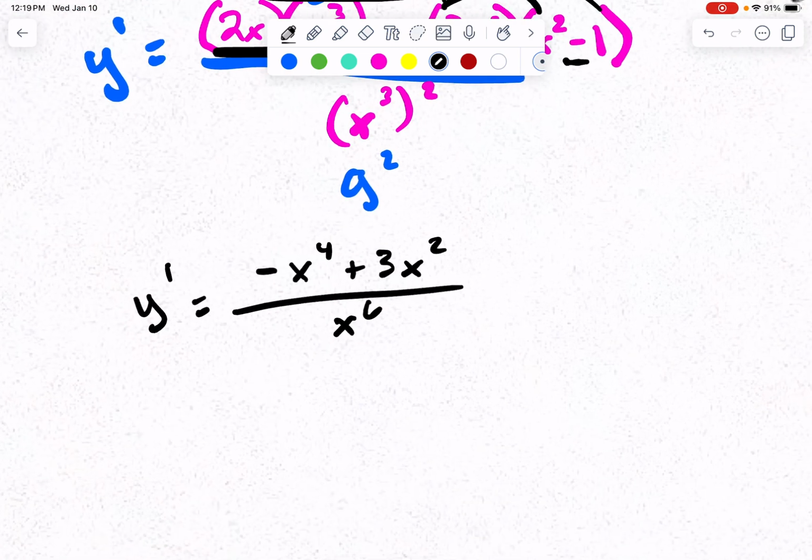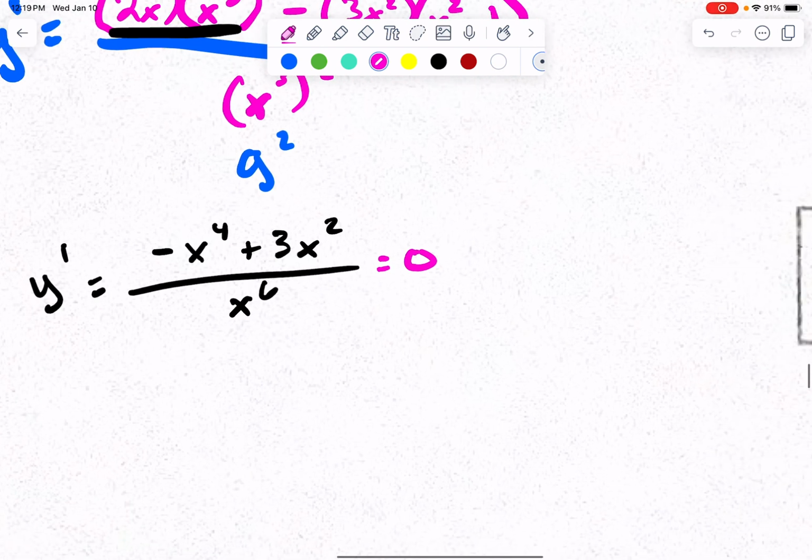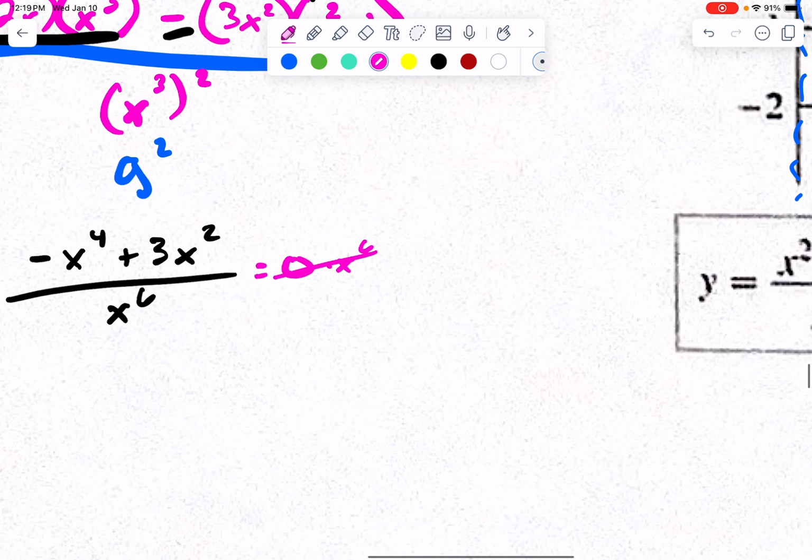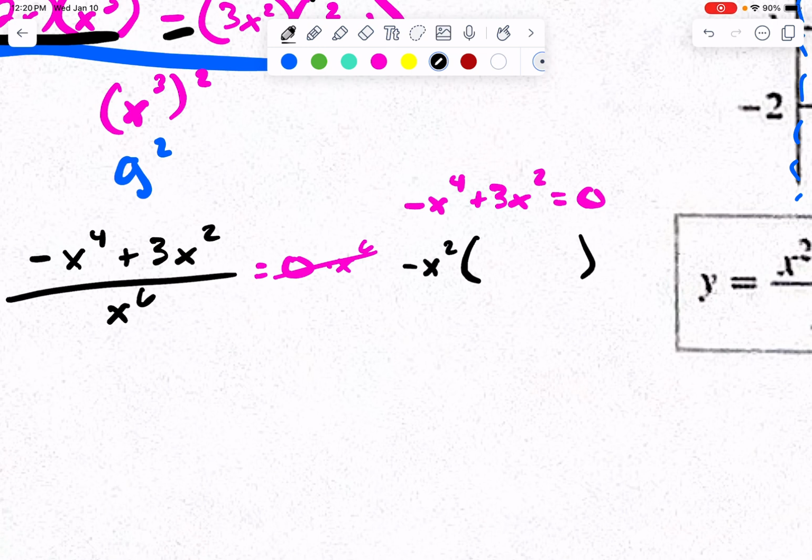Now, let's see what we got. We got to set that equal to 0 to find our critical numbers. And the bottom's going to go away, so like times x to the 6th power, he's going to go away, right? So I have negative x to the 4th plus 3x squared equal to 0, because the bottom's gone. And then I'm going to take out a negative x squared, and left over will be x squared minus 3, I think. Yeah, x squared minus 3.